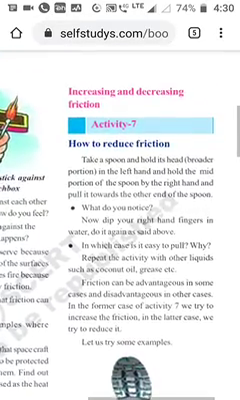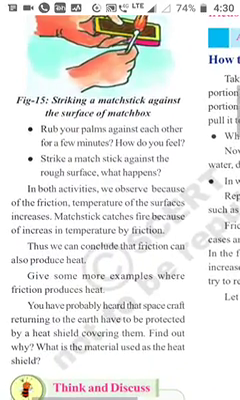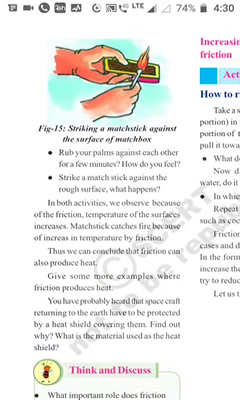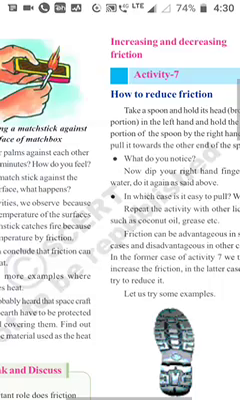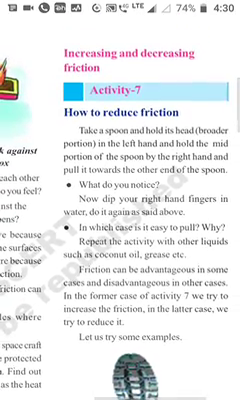Next, increasing and decreasing friction. What we observed in activity 6 is that friction produces heat. Which examples did we take? We took rubbing the hands and rubbing the matchstick on the matchbox. Next, increasing and decreasing friction in activity 7. How to reduce the friction?